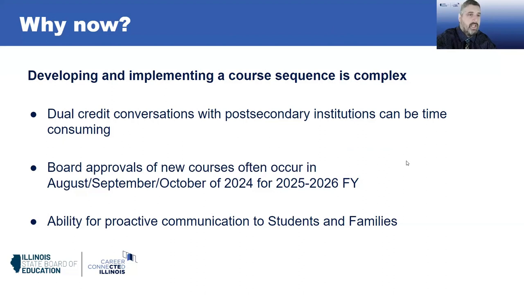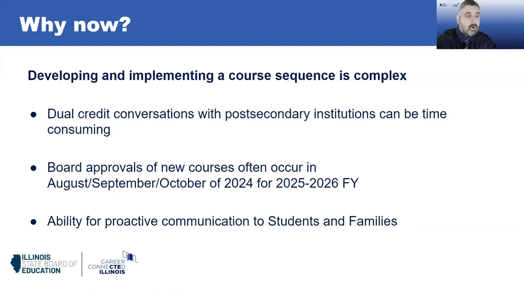So why this conversation now? Why did we move forward with this idea for the March Career Pathway User Group? Developing and implementing a course sequence is a really complex issue, because so many things have to come into alignment. The dual credit conversation we had last month, where Dr. Lopez outlined some of the challenges and things happening throughout the state with dual credit, showed that working with your post-secondary institutions can take up a lot of time.